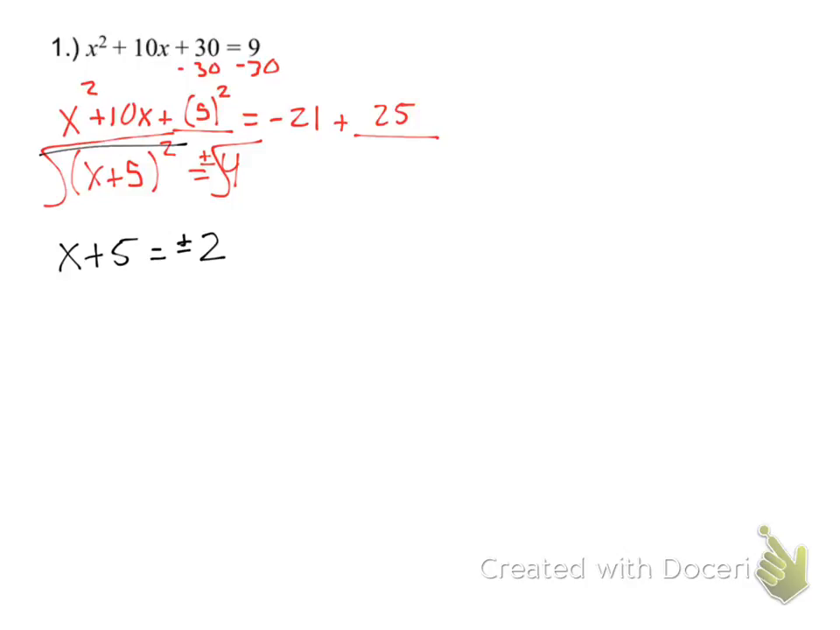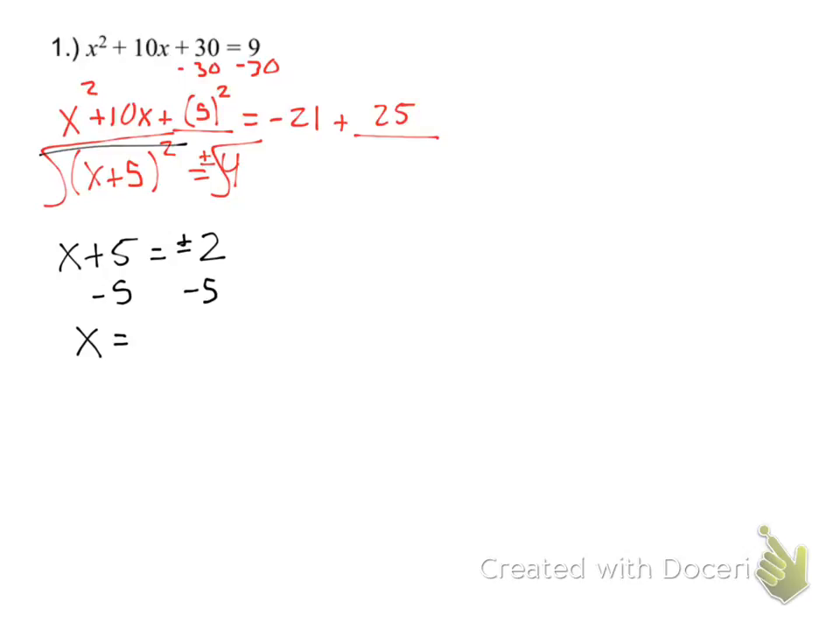This one's working out with some nice numbers. We like it. It's not always going to happen to be a nice number, so be careful with that. And now I have to solve it by subtracting 5. Now, this is where people are going to make a mistake. We know that we have a plus and a minus 2, and then we have to subtract 5.